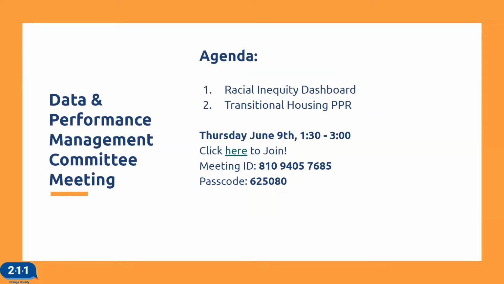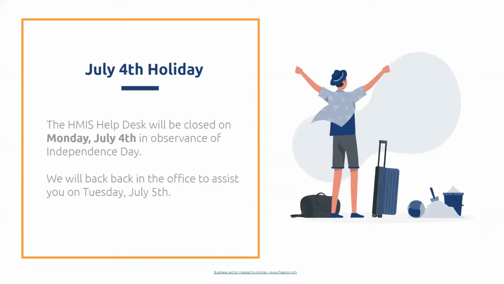Hello, the Data Performance and Management Committee meeting will take place on June 9th. We'll be discussing racial inequity dashboard and the transitional housing PPR. On July 4th, we will be closed in observance of Independence Day, and we will be back in the office to assist you Tuesday, July 5th.